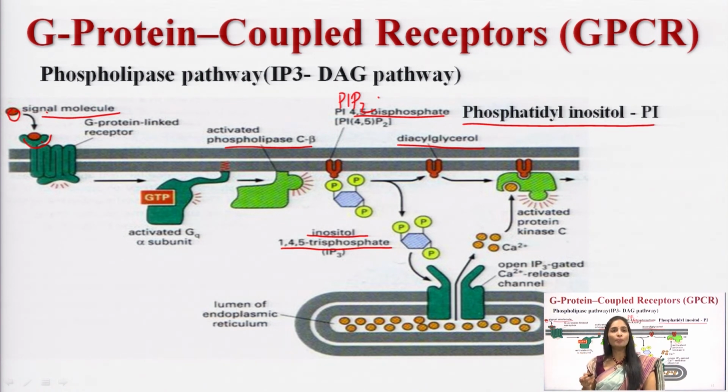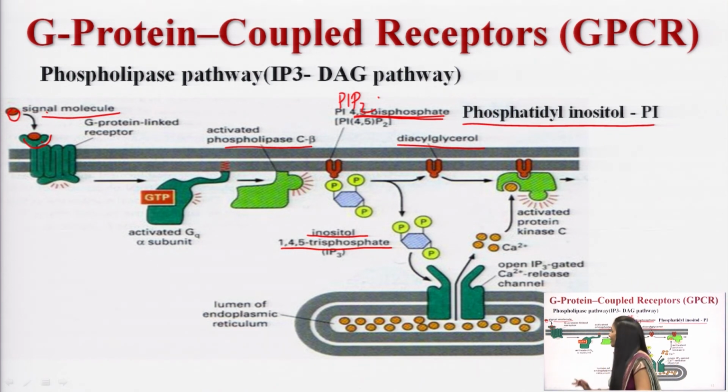What is PIP2? PIP2 is phosphatidyl inositol 4,5 bisphosphate. And what about IP3? Inositol 1,4,5 trisphosphate. And what is DAG? Diacylglycerol.